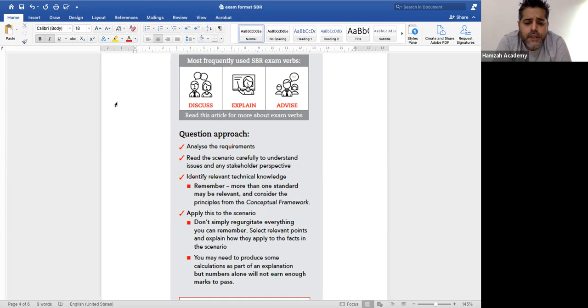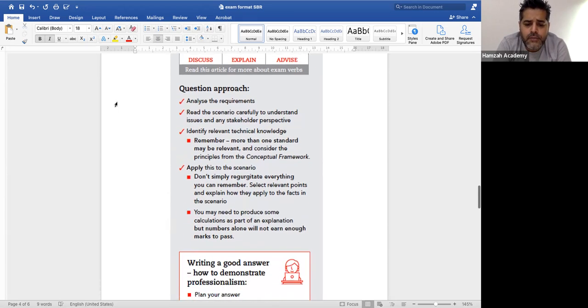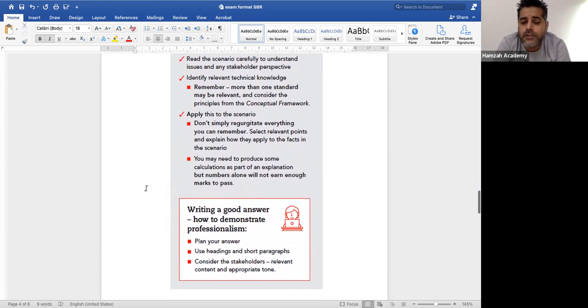And then you may need to produce some calculations as part of an explanation, but numbers alone will not earn enough marks to pass. This is for sure. In order to succeed in this paper, you have to discuss rather than only do the calculations. You have to discuss your mentality, what you are thinking about the specific solution. And then, writing a good answer and demonstrating professionalism means you have to plan your answer, use headings and short paragraphs, and consider the stakeholders, relevant content, and appropriate tone. Appropriate tone is really very important as well.